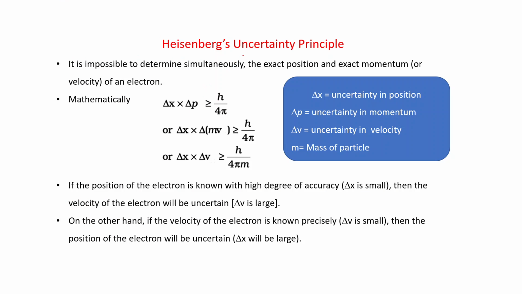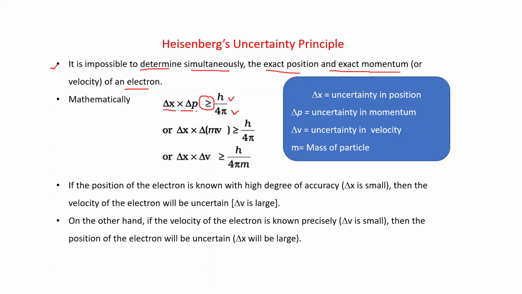Heisenberg uncertainty principle. First, its statement. It is impossible to determine simultaneously the exact position and exact momentum of an electron, or we can say exact position and exact velocity of an electron. Mathematically, this can be expressed like this: delta x into delta p is equal to or greater than h by 4 pi.